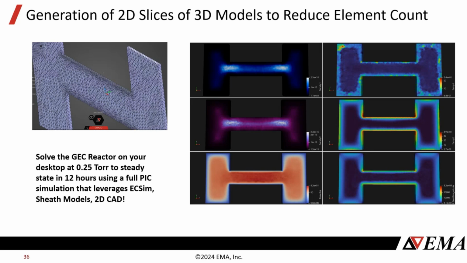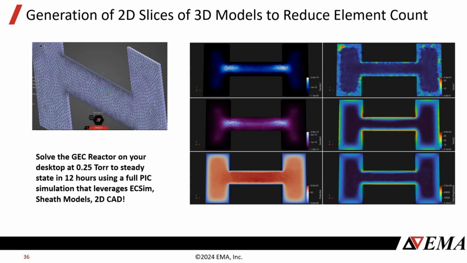Other tricks that we've developed over the summer is the ability to create slices of the geometry. So we've seen the chamber, and here we actually created a slice in the CAD, and we just mesh the slice, and that reduces the amount of elements because we don't have to solve this problem in 3D. We're effectively now solving the problem in 2D. You can use a tet mesh to resolve a lot of small features along that slice, especially for that cross section, and still solve for the problem and the distribution of the densities and potentials inside the system. In this case, we're able to solve the GEC reactor in 12 hours on the desktop using a full PIC simulation, using EC-SIM and the sheath models for 0.25 torr.